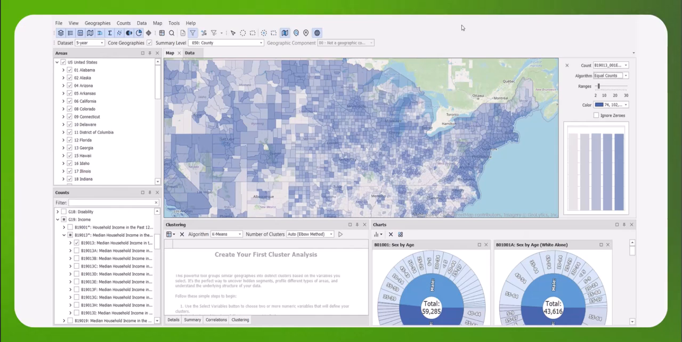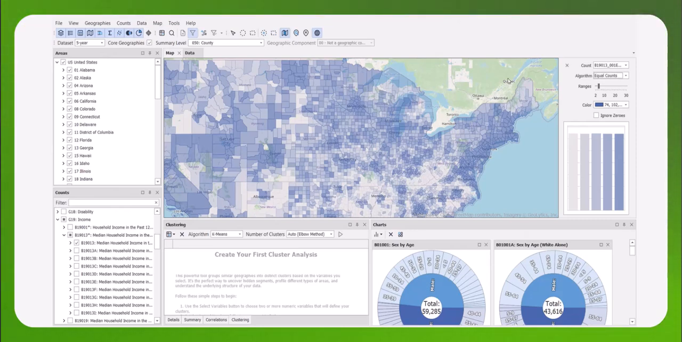Today I want to talk to you about when you're using our thematic maps, the difference between counts and ranges as two different ways of dividing the data. The data that we're looking at right now is all of the counties in the US, and we're looking at them by median household income. At the moment, we're looking at it in 5 equal counts.